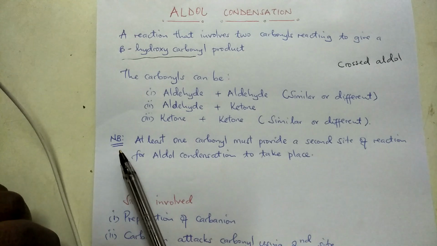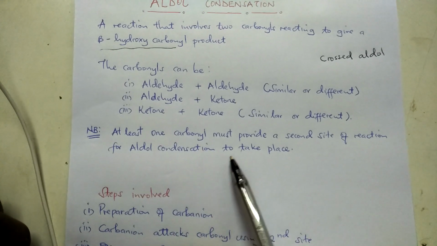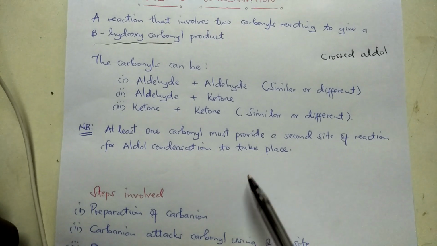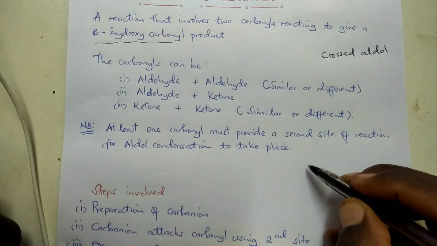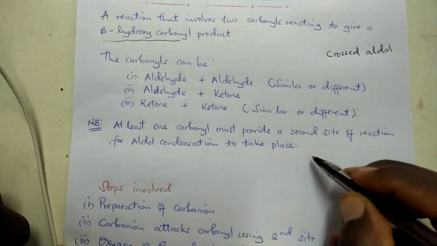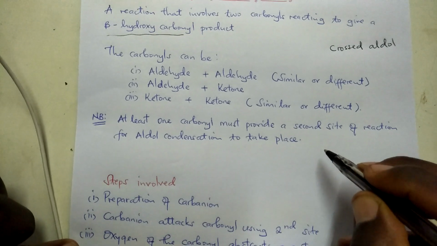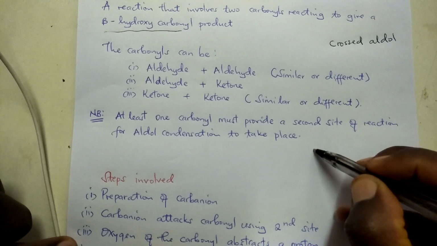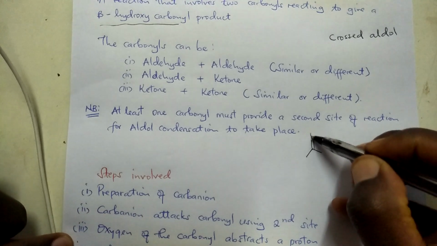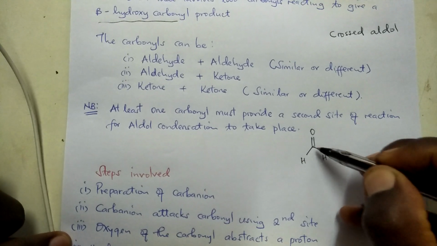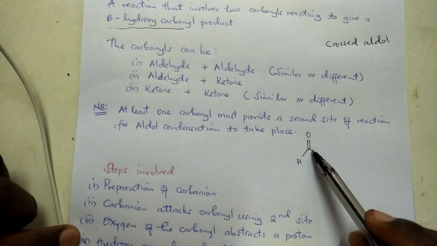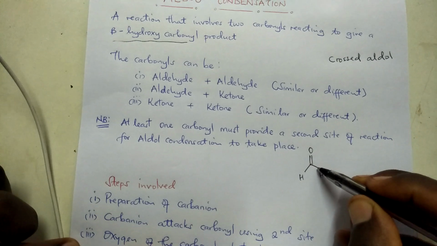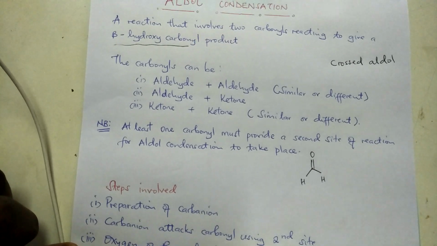But again, we need to note something, that at least one carbonyl must provide a second site of reaction for aldol condensation to take place. That means we cannot use two aldehydes which have just one carbon, that is formaldehyde. We cannot just use formaldehyde, because if we have formaldehyde like this, and this is hydrogen and this is hydrogen, there is no second site of reaction, because the second site of reaction is at the alpha position to the carbonyl carbon.